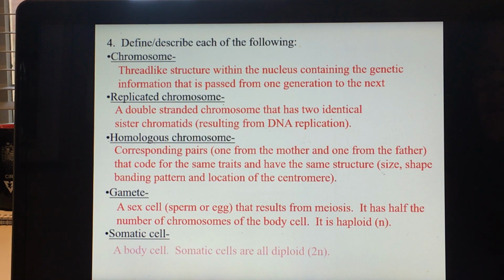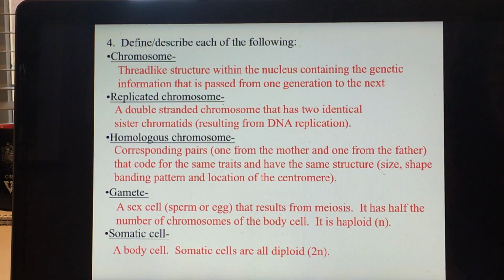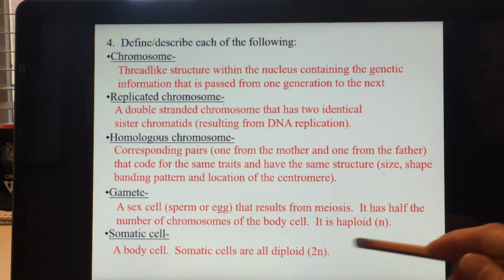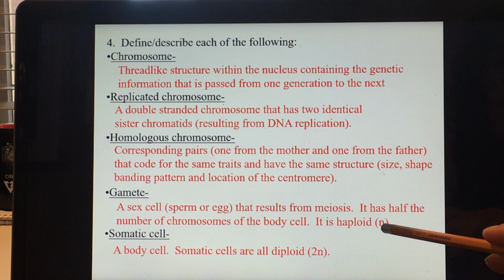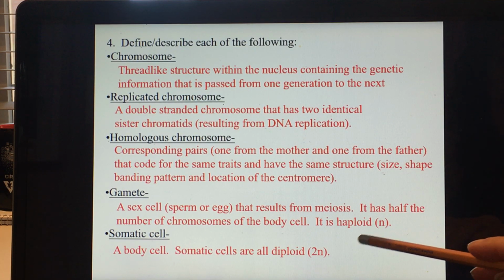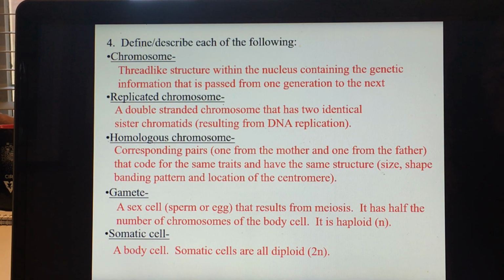Somatic cells are body cells, and they include any cell in an organism that is not sperm or egg. Somatic cells are always diploid, and we use 2N to represent the idea of diploid cells. So 2 times the N number. So in humans, the haploid number is 23, and the diploid number is 2 times 23, or 46.